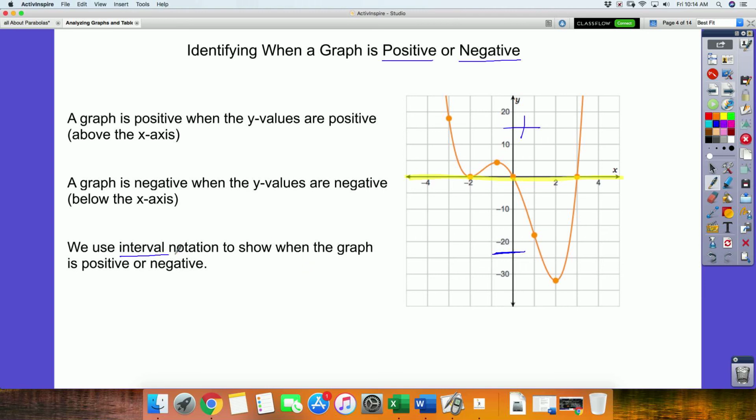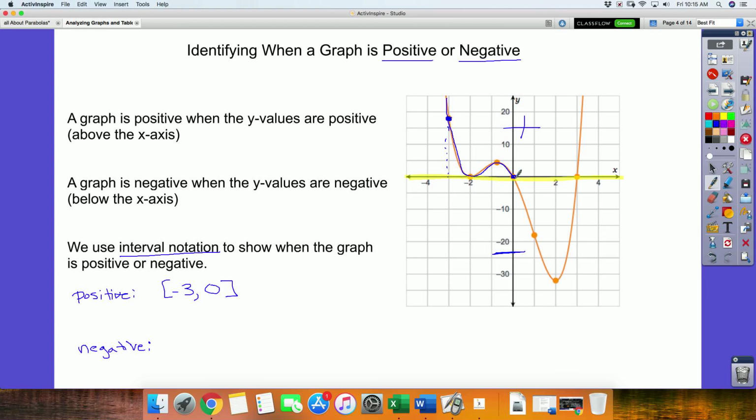And then we use our new friend interval notation to show when the graph is positive and when the graph is negative. So in this case, I'm going to write positive, negative, and if I look, I can see that it starts here being positive. We'll just go to the nearest dot for now. And that starts being positive there when x is negative 3. And if I follow it along, it doesn't stop being positive until right here when x is 0.